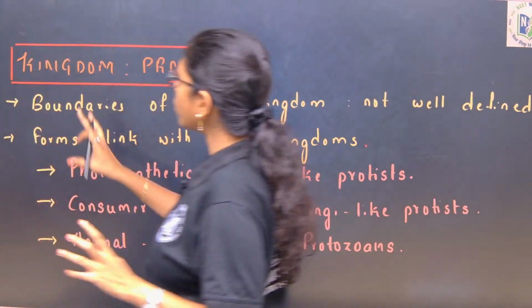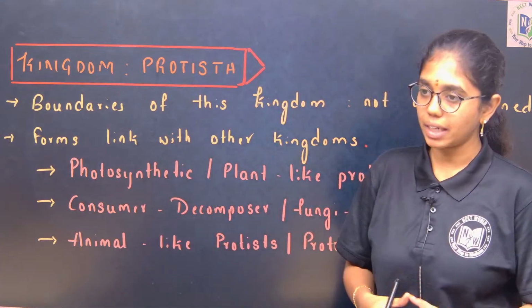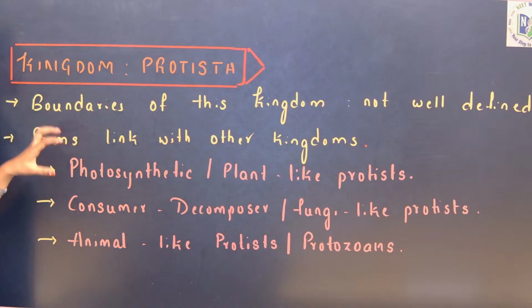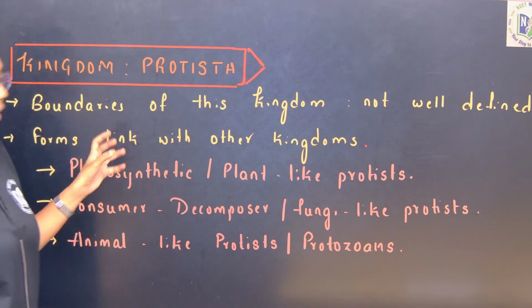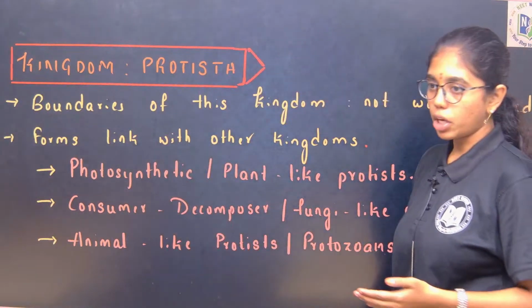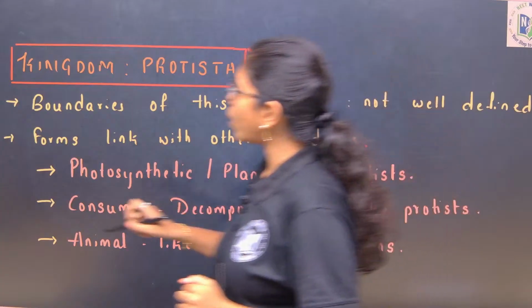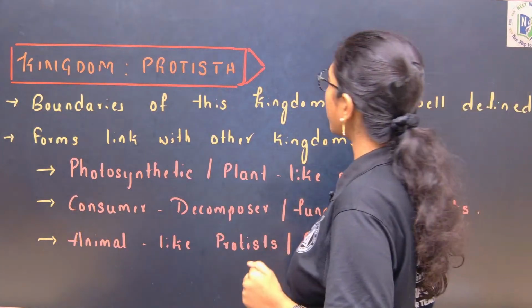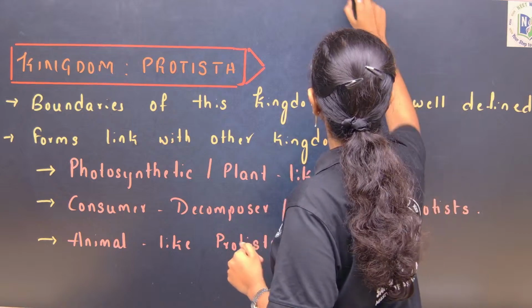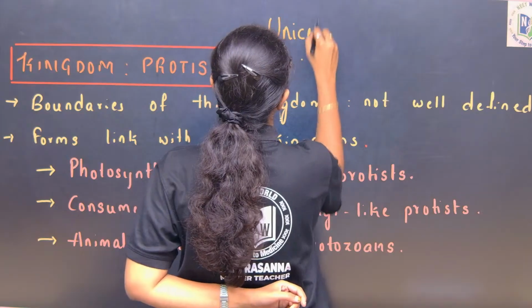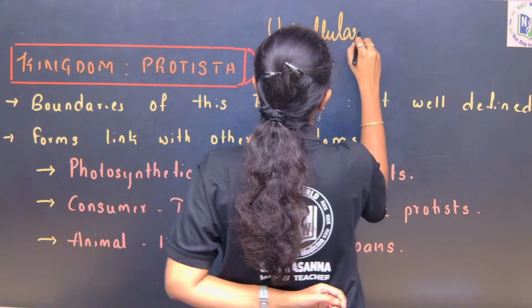So first we will look into the general characteristics of the kingdom Protista. Boundaries of this kingdom are not well defined. What does this mean? It means this forms a link with other kingdoms as well, because kingdom Protista includes what? All the unicellular eukaryotes. What does kingdom Protista include? All the unicellular eukaryotes.